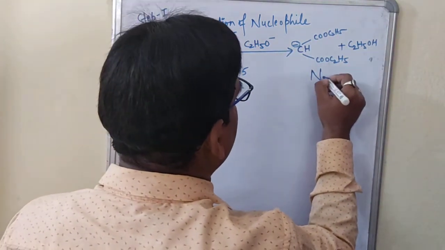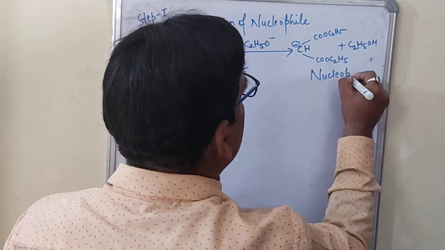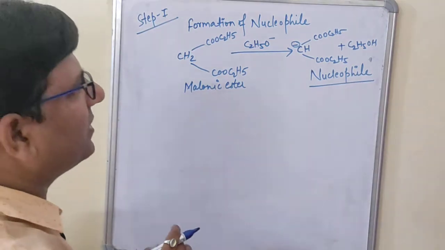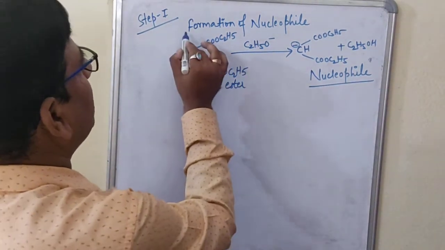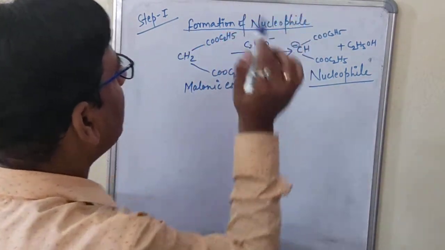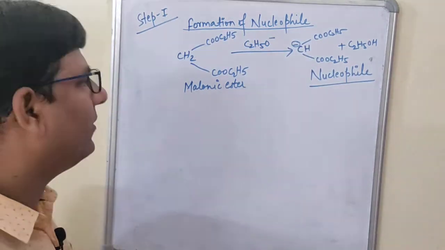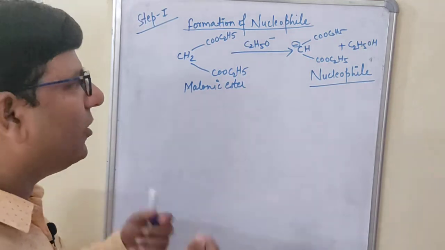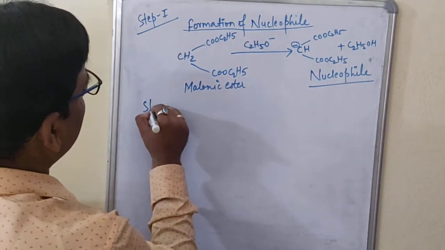So students, here we have formed the nucleophile. So in the first step, step 1, that is the formation of the nucleophile. Here we have made the nucleophile from the malonic ester using the base. Now in the next step, step number 2.